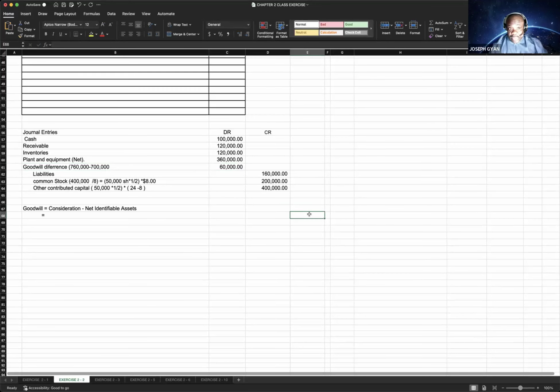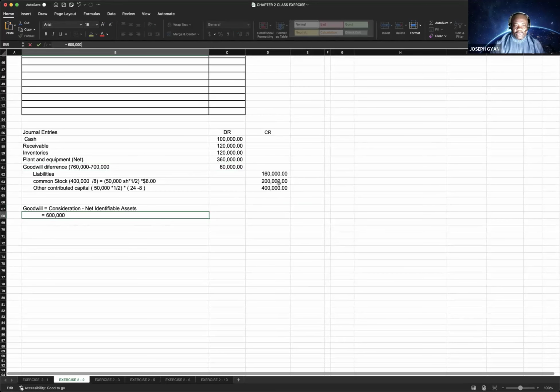Now, remember, you can do that or you can go by the formula. Our consideration here is 200 plus 400, so 600,000. Now 660,000 here. Remember, we are not going to include the liabilities. If we are using this formula, then you don't include the liability; you include only the consideration you are giving, less the net assets coming in.